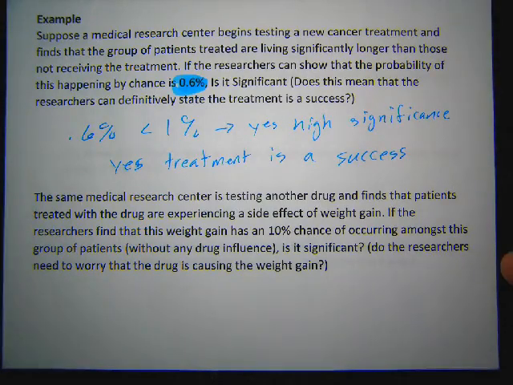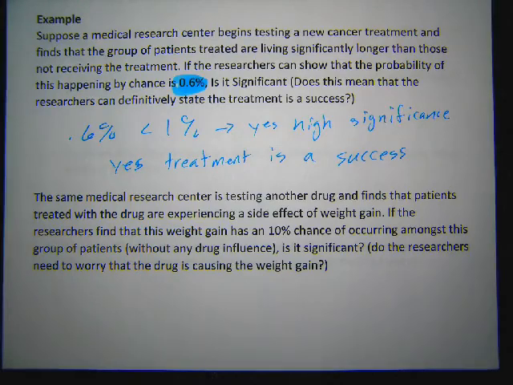If the researchers find the weight gain has a 10% chance of occurring amongst this group of patients, without any drug influence. So again, this is the idea that we picked a random sample of people. There's a possibility this group might just gain weight. We have to think about what's the likelihood that happens. And they did some probabilities and calculating, and they found out there's a 10% chance this group just gained weight, versus other groups, the control groups that didn't receive the drug.